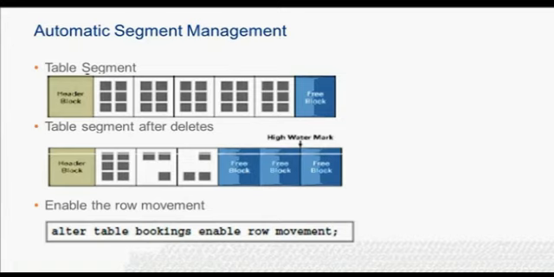After some delete operation, data is fragmented, and now to defragment it and have contiguous free blocks, we have to enable row movement. By enabling row movement, Oracle Server can move data from one block to another in a segment, defragmenting space and making free continuous blocks. This can be done by the command ALTER TABLE table_name ENABLE ROW MOVEMENT.